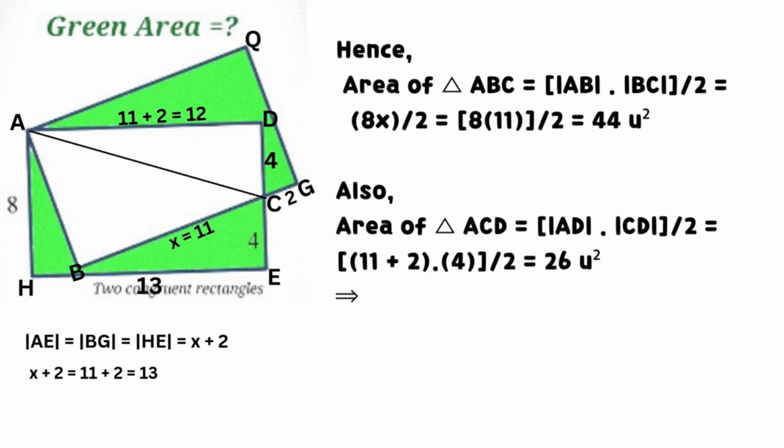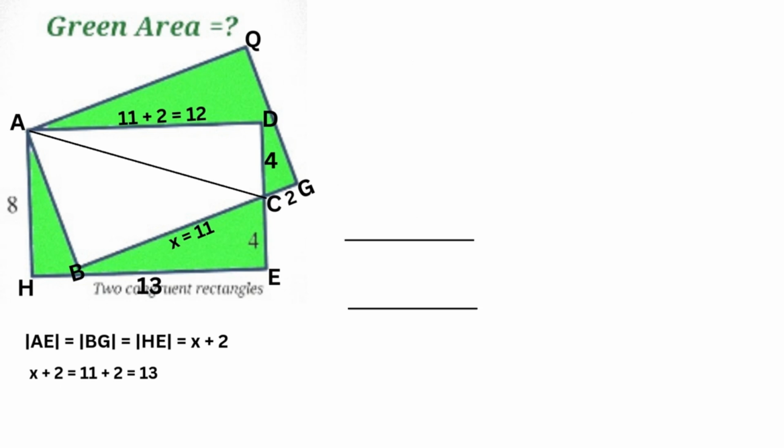Also, the area of triangle ACD equals half the product of line AD and line CD, which equals half the product of 4 and the sum of 11 and 2. The result equals 26 square units.